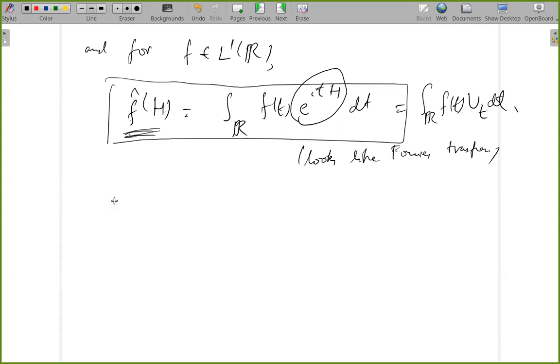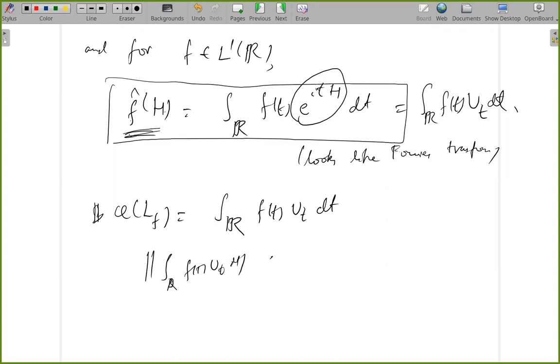This kind of gives a hint as to how to proceed with the proof. Again, we will not be giving an exact proof, but we'll reduce it to the previous theorems that we have seen. So phi of L_f, we are going to define as the integral of f of t U_t dt. U_t is bounded, f of t is L1. So if I take the norm of the integral over R of f(t) U_t dt, it is less than or equal to the integral of mod f(t) dt, which is less than or equal to the L1 norm of f.